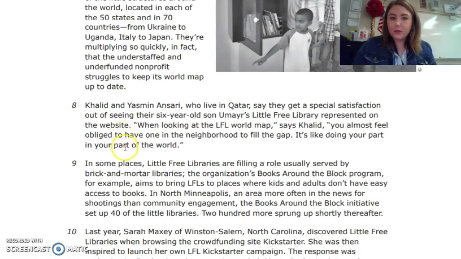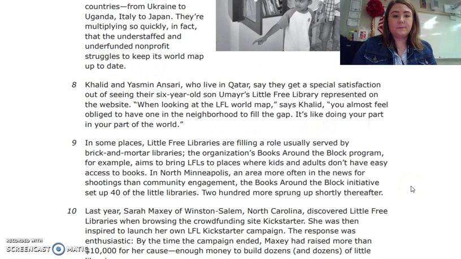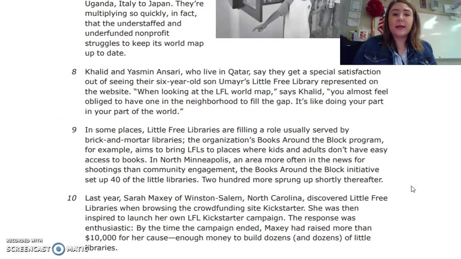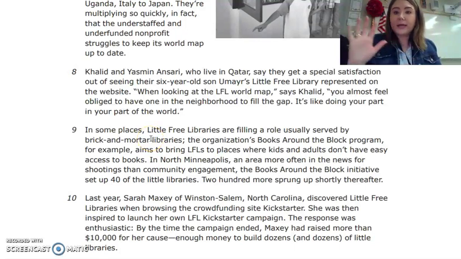When looking at the LFL world map, you almost feel obliged to have one in the neighborhood to fill the gap. It's like you're doing your part of the world. In some places, Little Free Libraries are filling a role usually served by brick and mortar libraries. Again, we see that word brick and mortar. So brick and mortar, again, from what I know, is just a brick kind of building. It's like a storefront, what I think as a normal library and what that looks like.